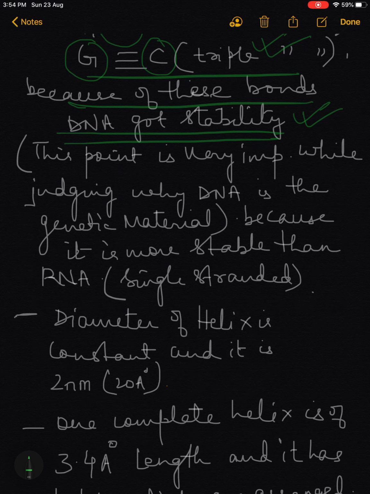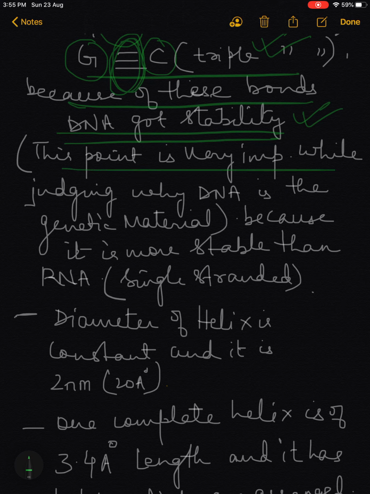Because in this chapter there will be a topic when we will discuss why we considered DNA to be the genetic material and not RNA. The reason here is, we will give one reason, that DNA is stable. Now why is DNA stable? Because these hydrogen bonds will give the stability to the DNA.